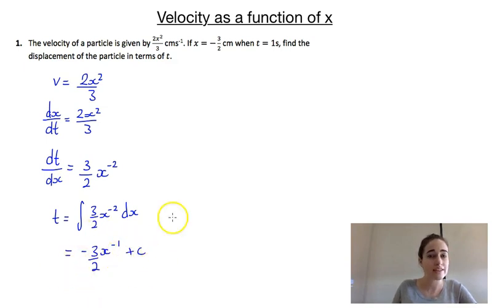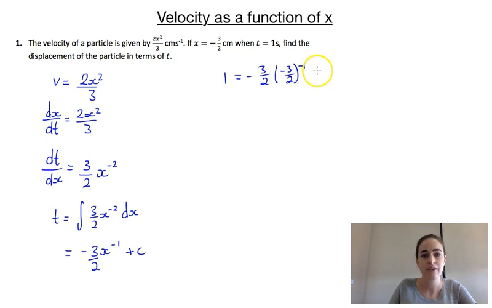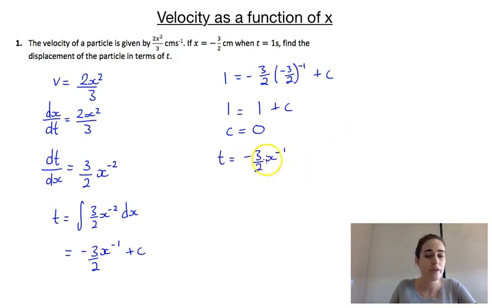Now we need to figure out what c is. So we're also told that x is equal to minus 3 over 2 when t is equal to 1. So that means from here, I can write that 1 is equal to minus 3 over 2, times minus 3 over 2 to the power of minus 1, plus c. Now this whole section here would work out to be 1 because when you flip this upside down, it all cancels itself out, plus c, which means that c is equal to 0. So that means my equation becomes t equals minus 3 over 2 x to the power of minus 1 plus 0. Now if I rewrite this, we want to make x the subject.